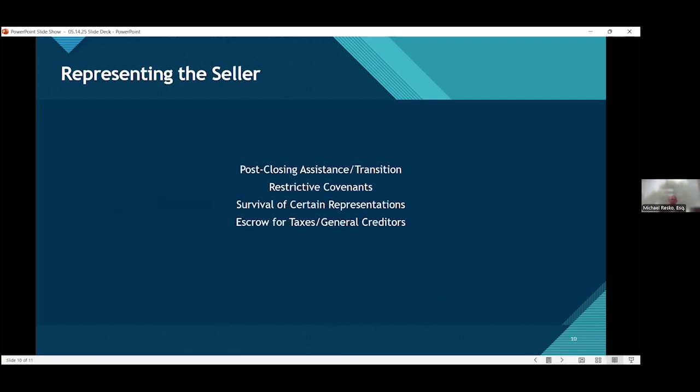A couple of other features are not uncommon. One is post-closing assistance or transition with the business. It's not at all uncommon for the contract to say that the seller is going to stay on for some period of time after the closing to help the buyer get their sea legs, or get up and running with the business, to assist with the transition. Sometimes there's additional consideration for that. Maybe if one of the principals of the seller is going to stay on, they'll get paid a salary or some sort of consulting fee.